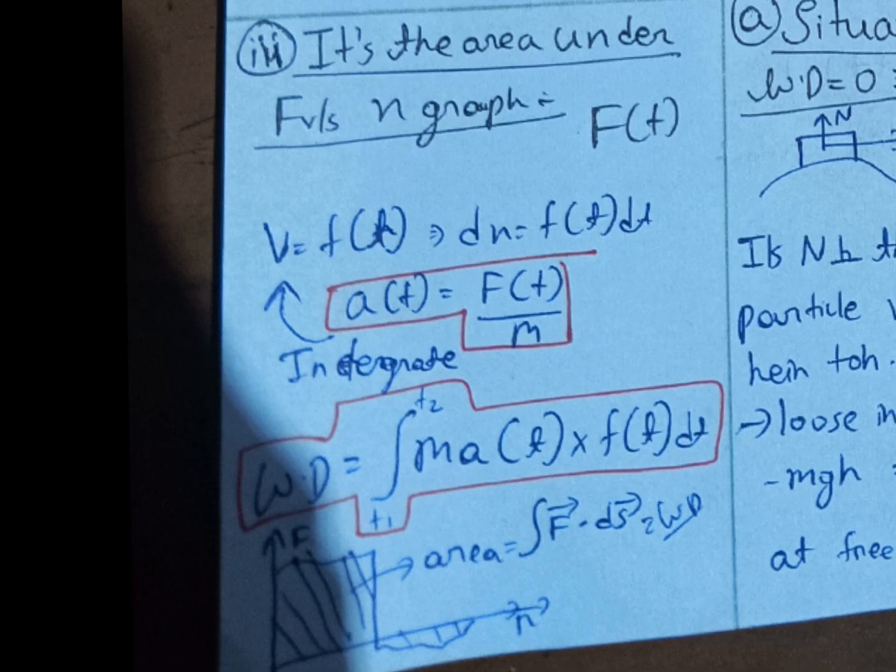If it is the area under the curve of the force versus x graph, velocity as a function of time, dx is equal to v dt, and acceleration as a function of time is force by mass. Work done is the integration of F dx, which is the integration of m a dx, which is the integration of F dt. Look at the force and distance graph: the area is equal to work done, where the upper part is positive and the lower part is negative. It is the integration of F dot ds, work done.